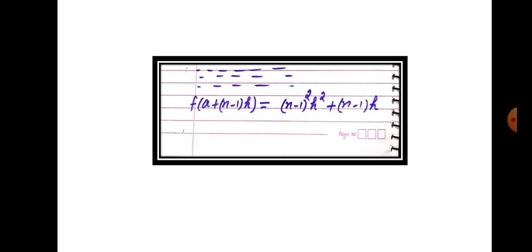Continuing like this, f(a + (n minus 1)h) is equal to, here the coefficient of h is n minus 1, so we have to replace h with (n minus 1)h in the first result. So (n minus 1) whole square into h square plus (n minus 1) into h.